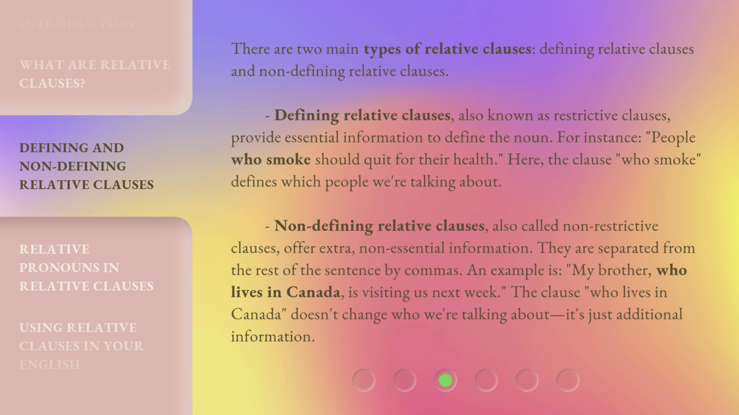Non-defining relative clauses, also called non-restrictive clauses, offer extra, non-essential information. They are separated from the rest of the sentence by commas. An example is, "My brother, who lives in Canada, is visiting us next week." The clause, "who lives in Canada," doesn't change who we're talking about. It's just additional information.